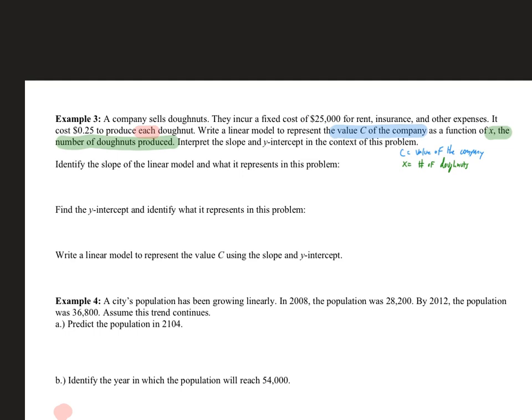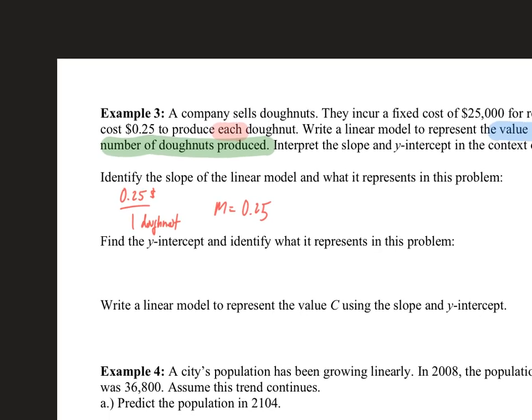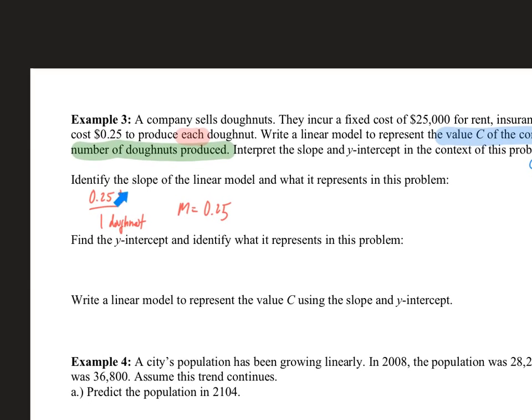So if we think about how we would write that, I do need to leave it as 0.25 because that's dollars, right? Per one donut. Okay. So of course M would just equal, in simplified terms, 0.25. But what does it represent, right? And so I'm really saying that right here, right? How much it costs them to make each donut.